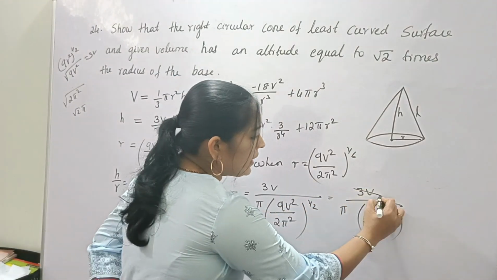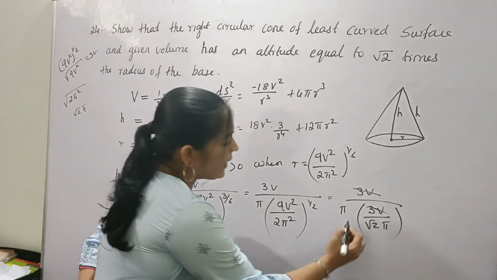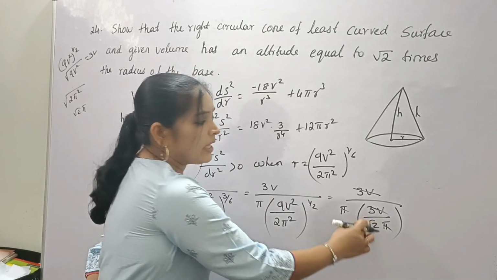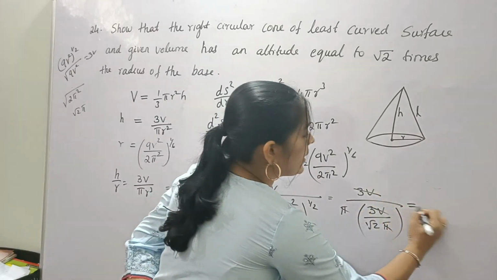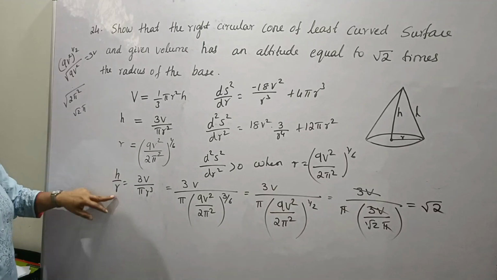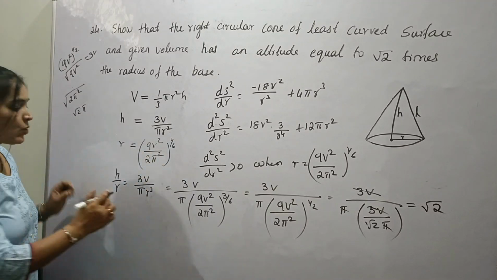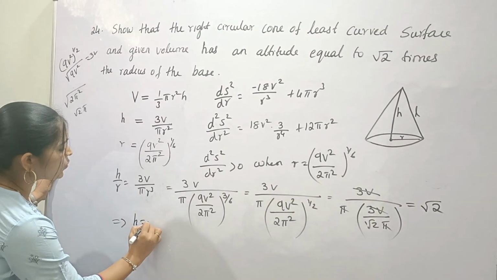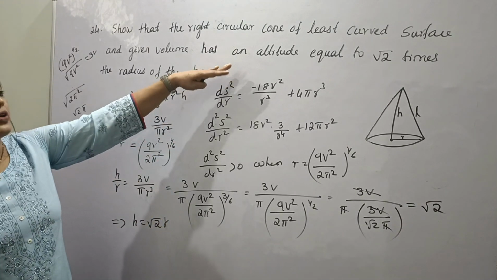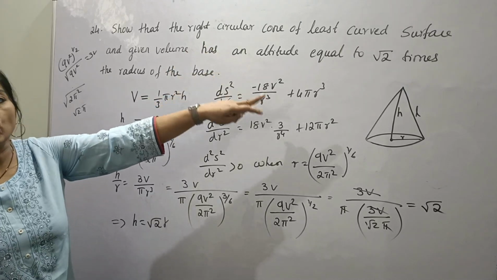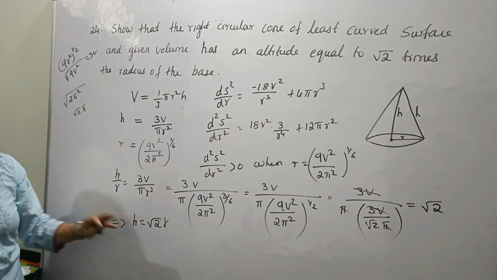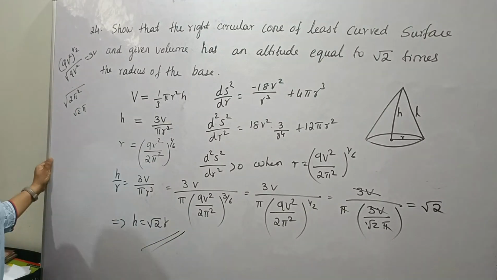So here 3v cancelled, and here pi cancelled. Then the denominator of the denominator will come to the numerator, right? So here it is equal to root 2. See, it is proved. H by R is equal to root 2. That implies H is equal to root 2 into R. That is, the altitude of the cone is equal to root 2 times the radius of the base. Hence, it is proved.